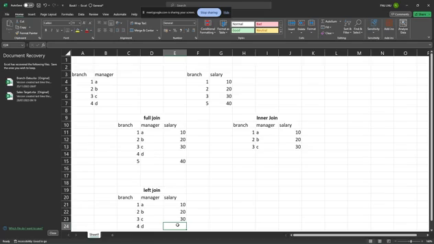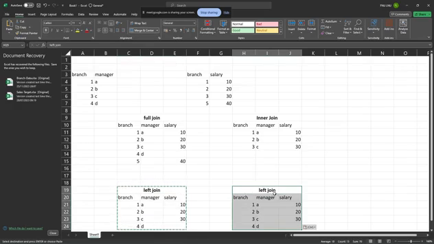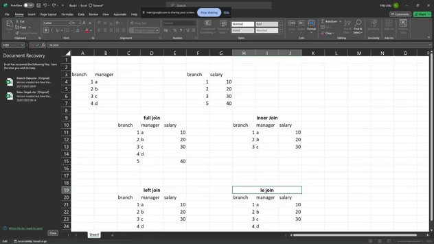Do you understand left join now? Yes. So basically, with the left join, the priority will be given to the table on the left. Fine.